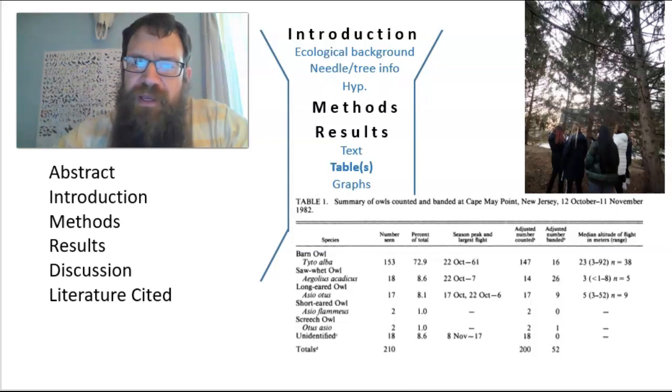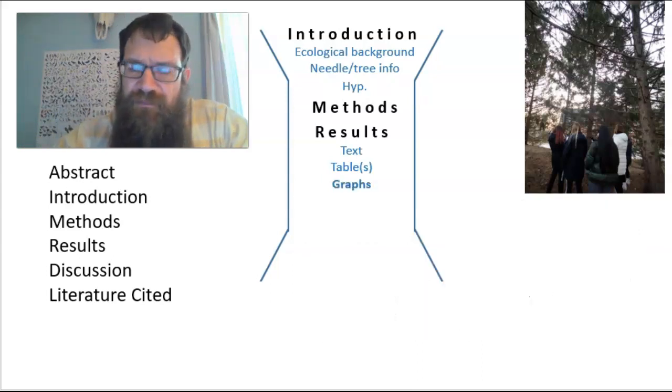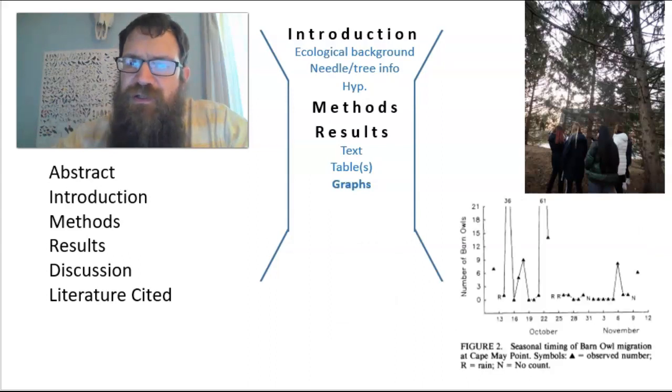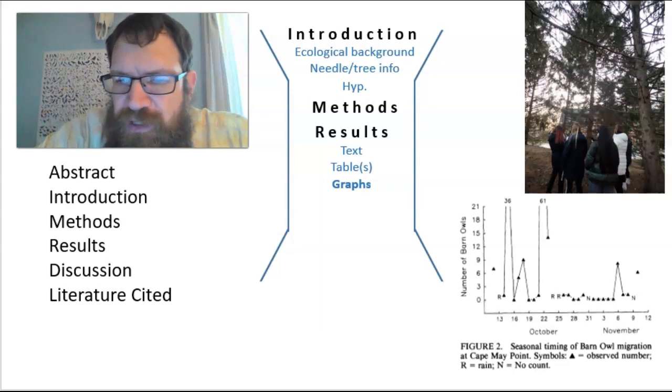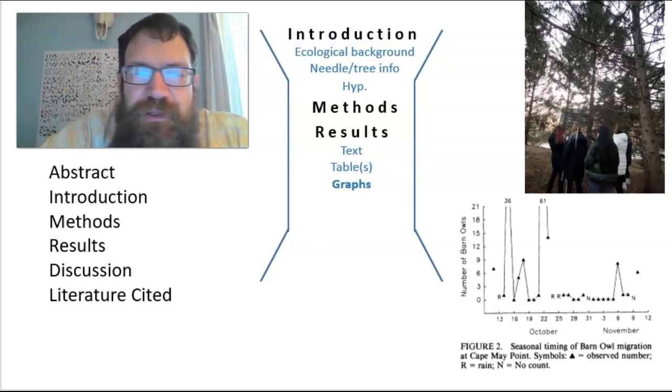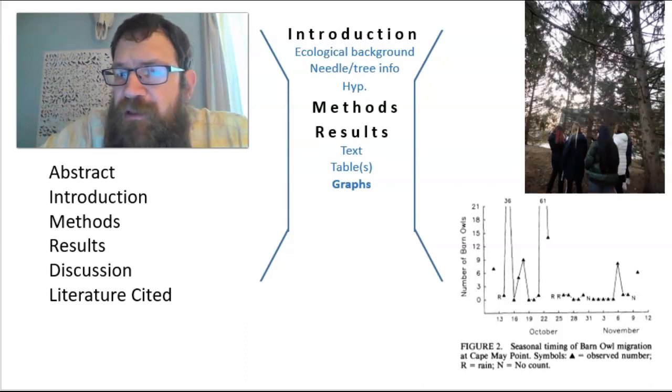All right, the last part of the results then, you need to have graphs, so some sort of visual representation of the data. So again, here's an example of some owl migration data. I'm going to record another video where I talk about the data analysis and how to record the data and make graphs. But for this paper, you need to have at least one graph.